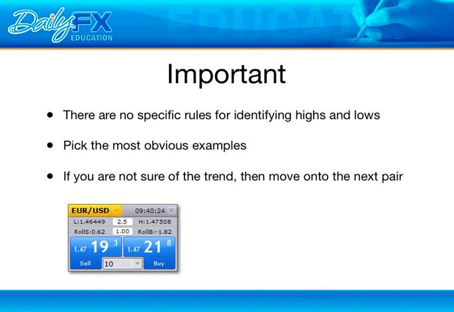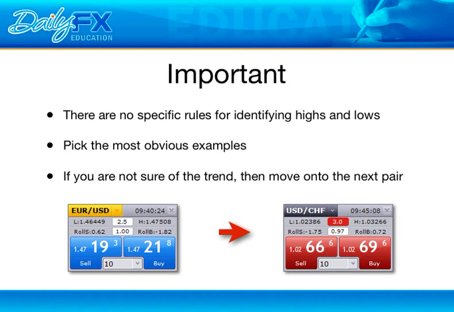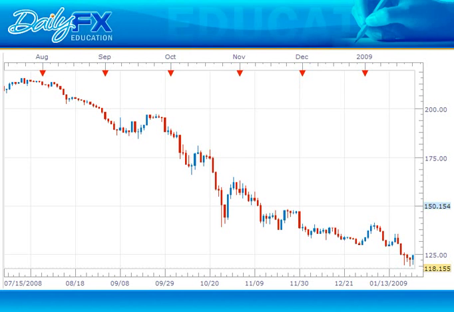If you're not sure of the trend, then move on to the next pair where the identification is easier. Take advantage of the fact that there are many pairs to trade. This is one of the advantages of trading the FX markets. Now, let's take a look at some good examples of strong trending moves in different currency pairs and different time frames. Here's a good example of a strong trending move down on a daily chart.